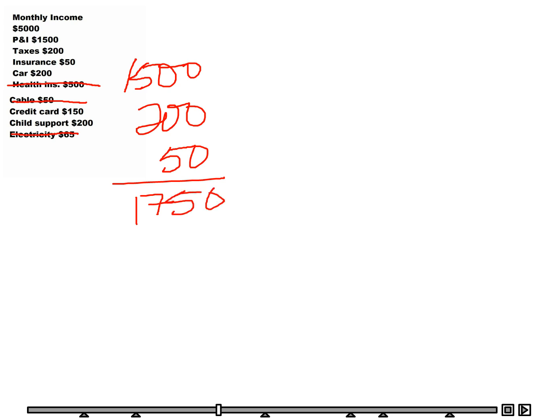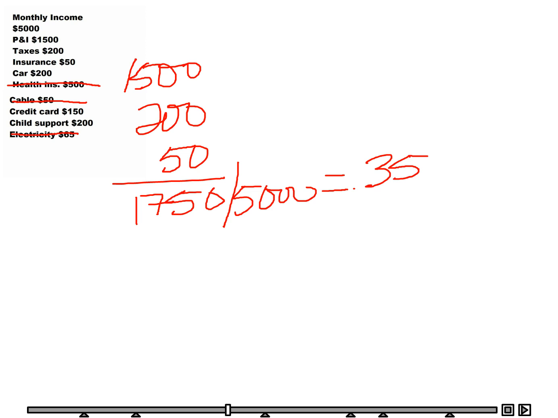To get our front end debt ratio, we're going to divide that number by the $5,000 of their monthly income. And when you do that on your calculator, $1,750 divided by $5,000 equals 0.35. So their front end debt ratio is 35%.